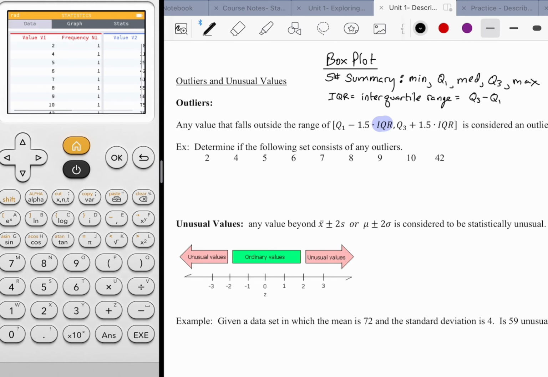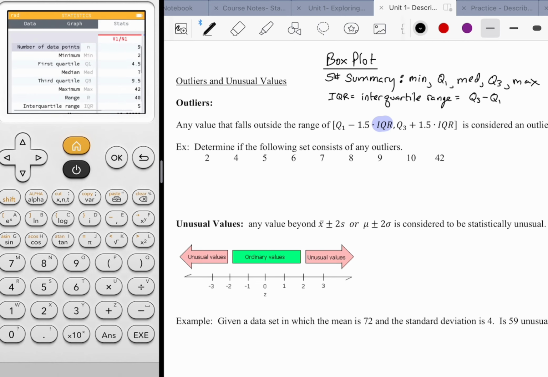All you have to do is go over to stats. Right at the top of the list, you see number of data points. I always look at that first, just to make sure I typed in the correct number of values. Sometimes that could be an indicator that maybe I made a mistake. It says I have 9 values in my list. I check, and there are 9 values there, so I think I'm good to go.